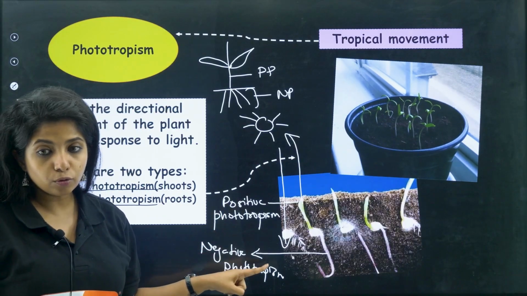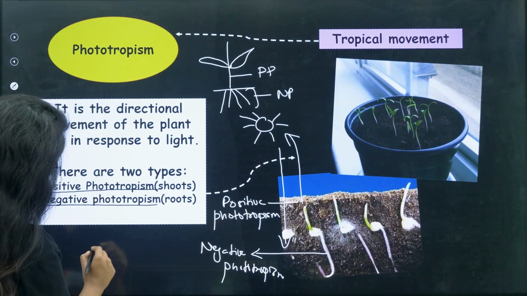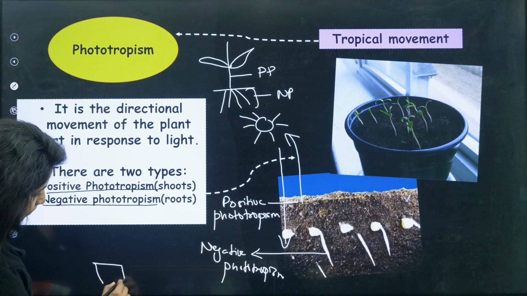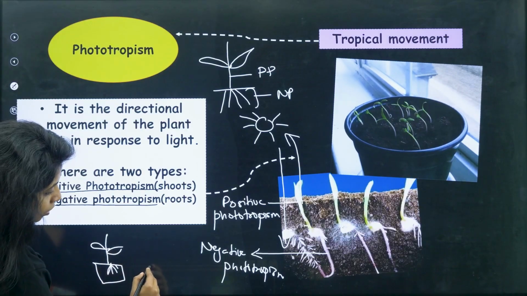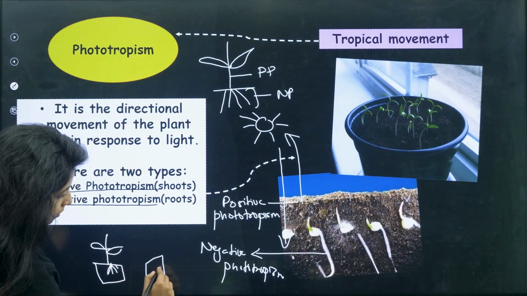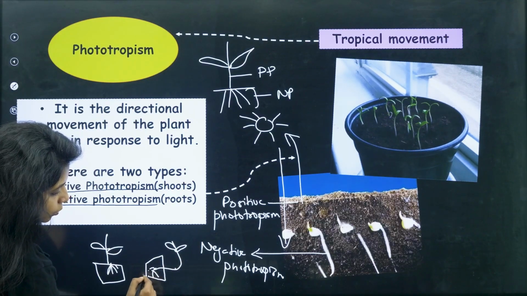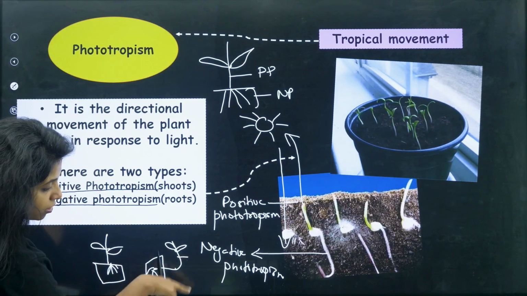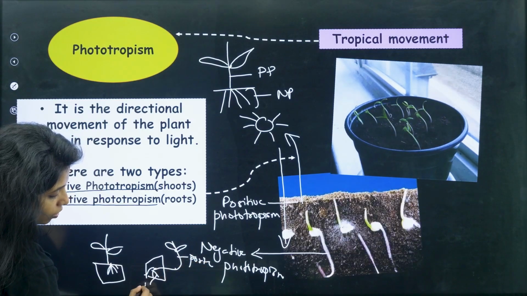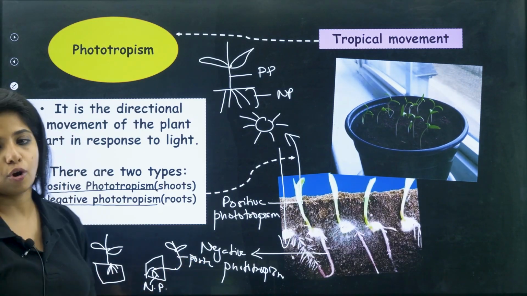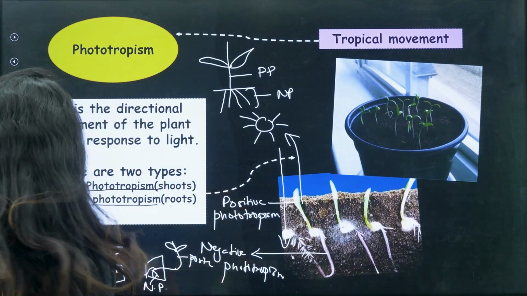I hope you remember that roots always show negative and the shoot will always show positive. So there is a pot like this where this is happening. Now if you keep the pot like this, still the plant will be moving towards the upper side, the roots will be moving towards the outside. So this picture, if they show, just understand this is talking about positive phototropism and this is talking about negative phototropism. Works? Cool? Okay? Next thing.